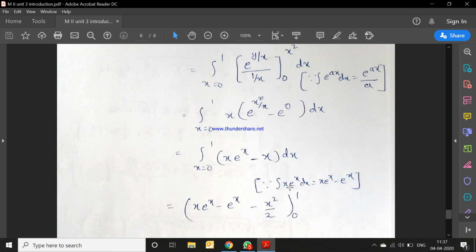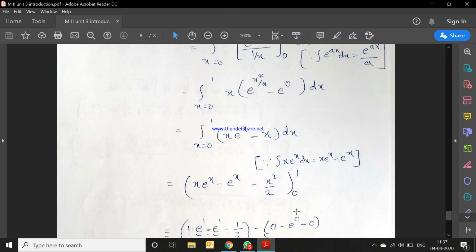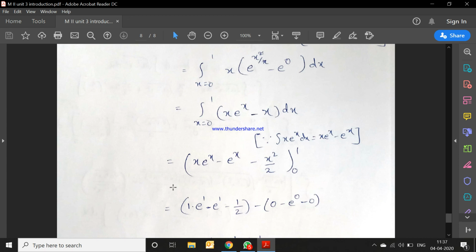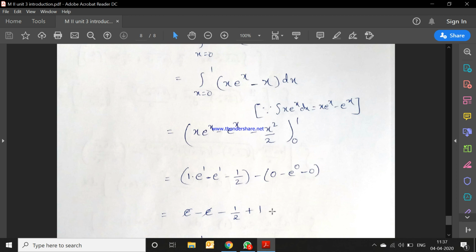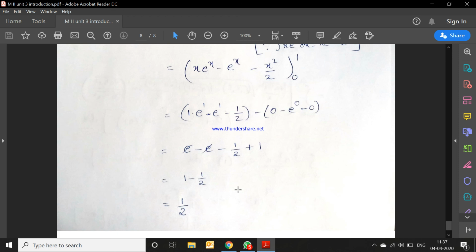We know the formula for integration of x e power x dx is equal to x e power x minus e power x. So x e power x minus e power x minus, x integration is x square by 2, limits are 0 to 1. So we are substituting the upper limit 1 into e power 1 minus e power 1 minus 1 by 2, minus lower limit is 0, e power 0 minus 0. So e cancel, minus 1 by 2 plus 1, e power 0 value is 1, minus into minus plus. So the answer is 1 by 2.